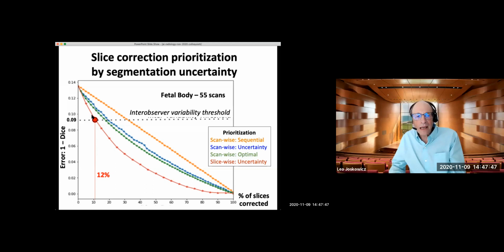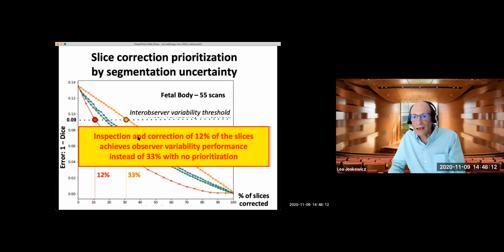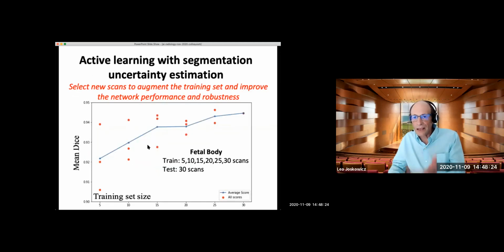If I correct them in the order of decreasing uncertainty, not only scan-wise but slice-wise, you can see that I can reach the observer variability of 0.09 with only 12% of the slices. So by inspecting 12% of the slices, I get this entire body to reach the observer variability. Okay, and this is instead of 33% if I were doing this without prioritizing. So basically it saves a lot of time and produces the right results.